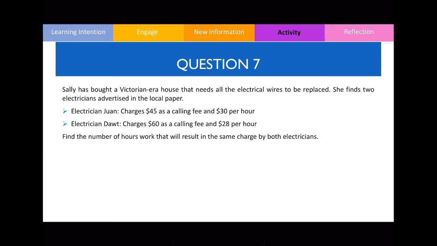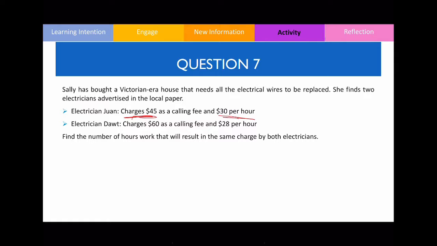What I do want to draw your attention to is that Juan charges a very low base amount initially, but his per hour cost is a bit higher than Dot's. Because that's the case, it would mean that over time, in the long term, Juan will be a lot more expensive as opposed to Dot. The question wants you to find the number of hours worked that will result in the same charge. So essentially, you're trying to use simultaneous equations where the cost is the same. So what is that time when the cost is the same?